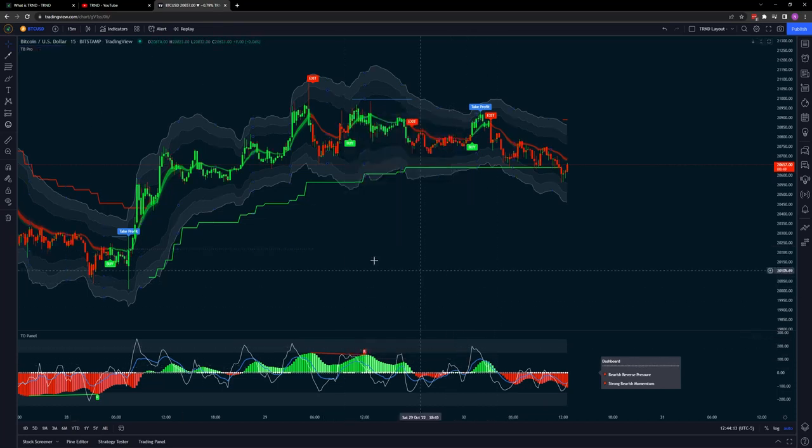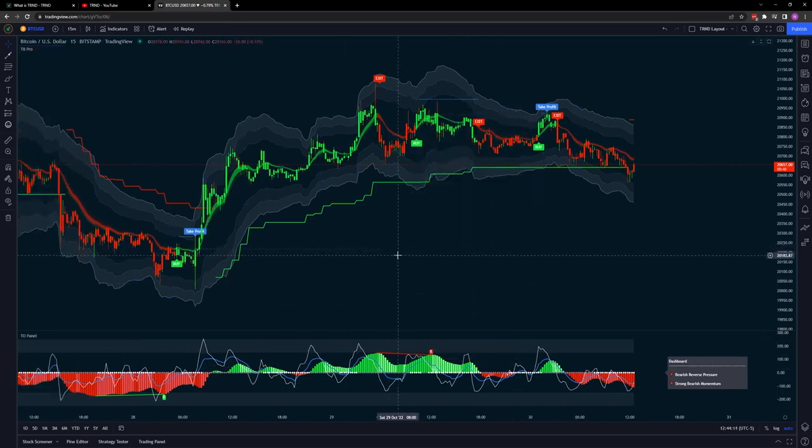So again, the reversal cloud, haven't talked about that yet. It's going to identify overbought and oversold for you. So if the candlesticks are in between the cloud or in the cloud, it's overbought. If the candlesticks are in the cloud below, it's oversold. So let's talk about what overbought and oversold means.